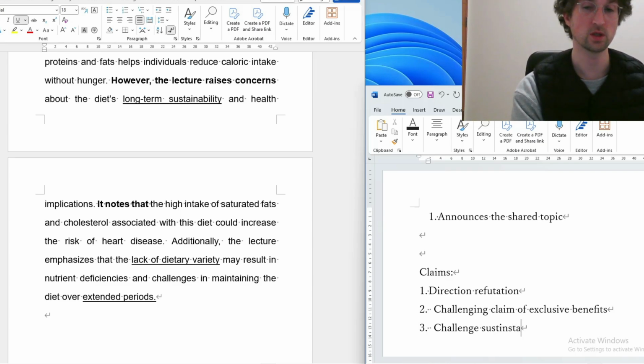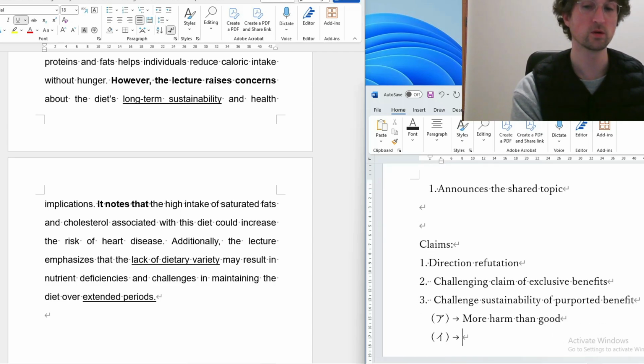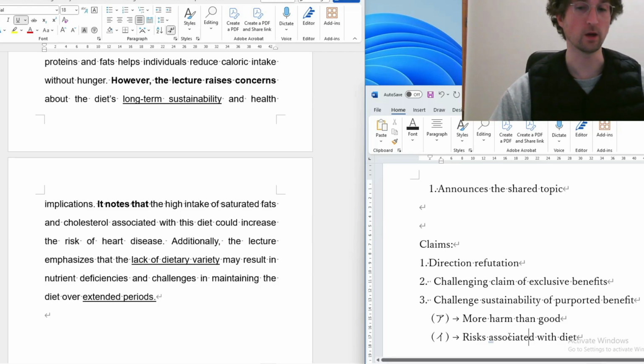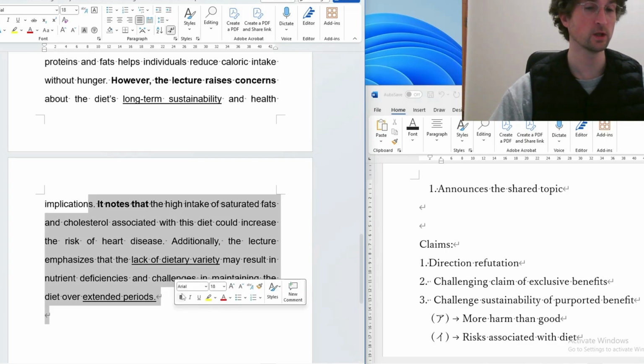Challenge sustainability of purported benefit. I hope that's a word, purported. There's also an element of more harm than good, or risks associated with the diet. Yeah. So there's elements of that as well.